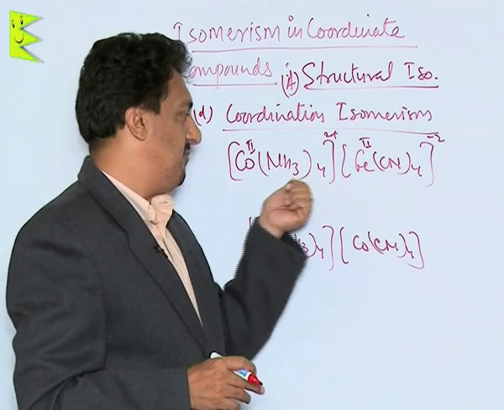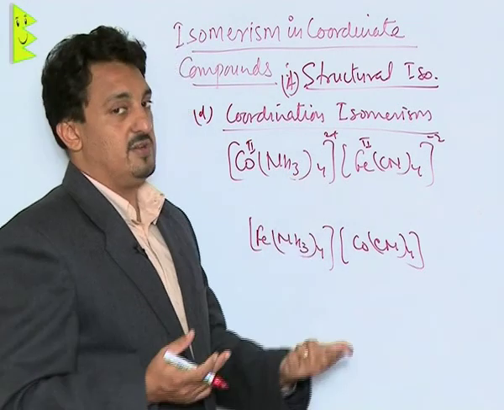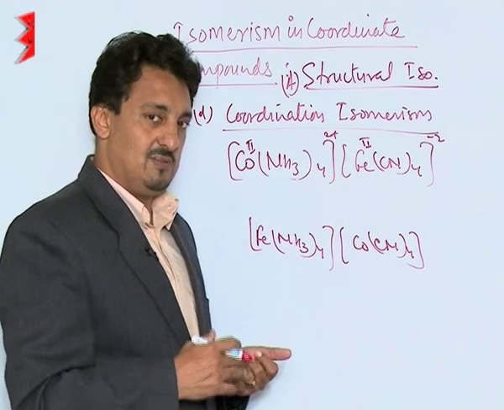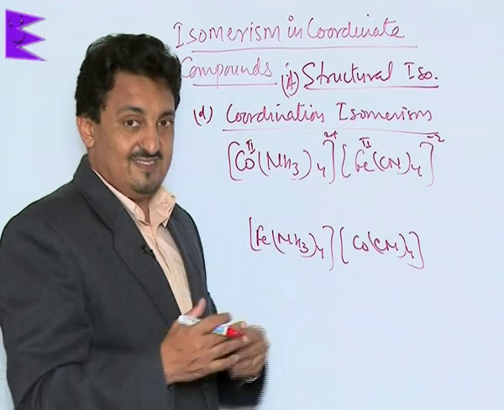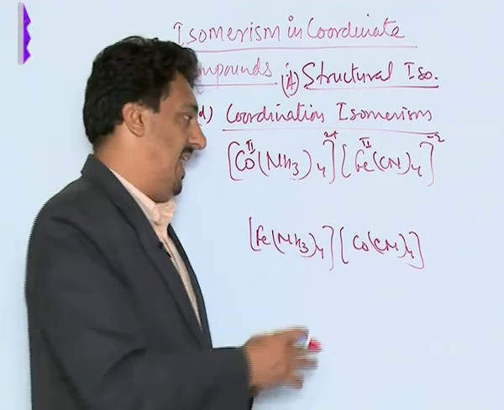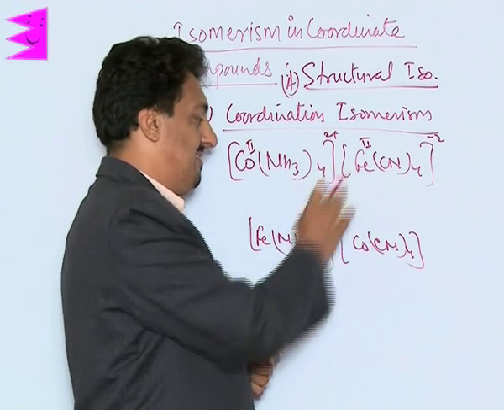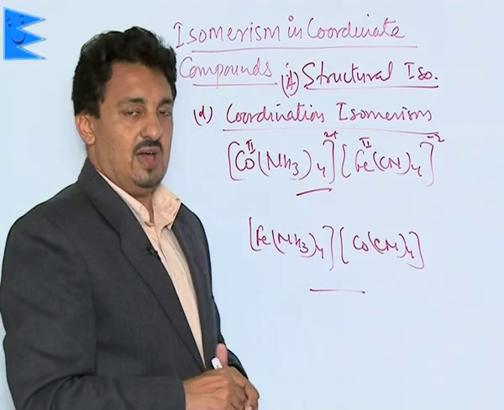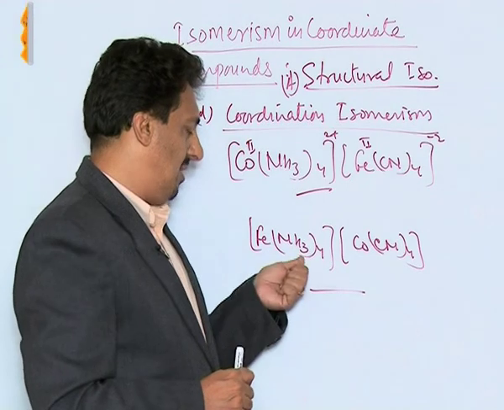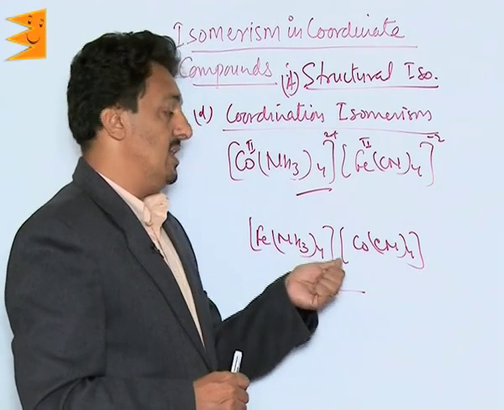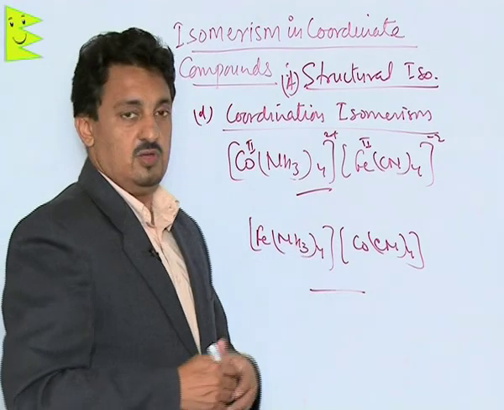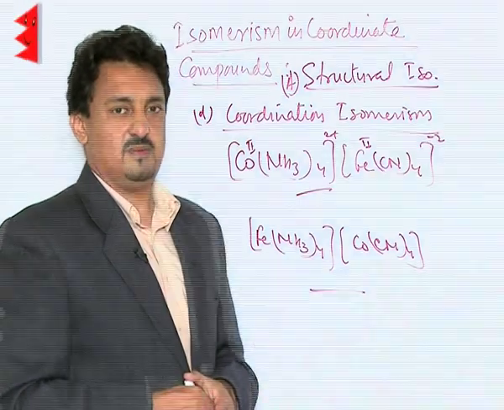And the moment the Fe gets this ammonia, its coordination entity becomes a cation, so it is to be written first. So actually it is only the ligands which are exchanging position, but since the charges of the coordination entities get changed, it looks as if the metal ions are exchanging their position. So these two are the coordination isomers of each other, and we can call this tetraammineiron(II), leave a gap, and then start tetracyanidocobaltate(II). So this is what structural isomerism is.